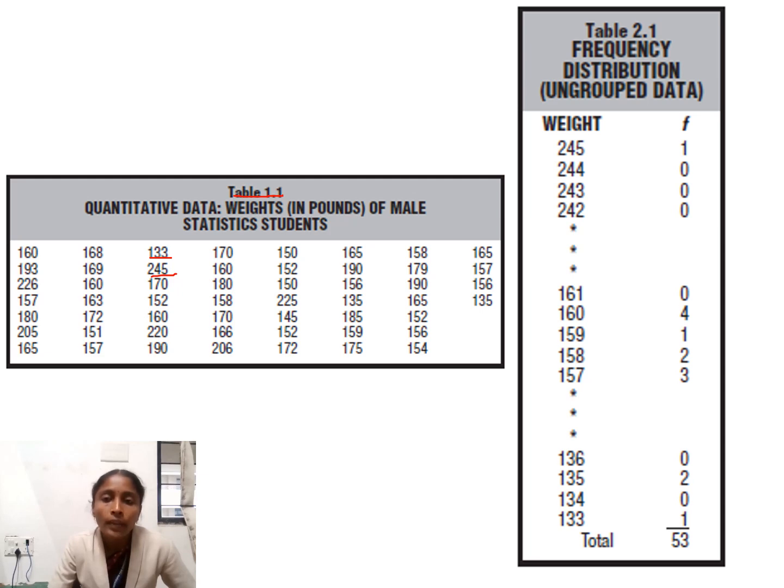Likewise, we have to find the frequency for all the values from 245 to 133. Finally, we have to add up all the frequency values. Here the total of the frequency values is 53, because the number of values in our example is also 53. So the total frequency of our example is also 53. In this way, we can find the frequency distribution for ungrouped data.